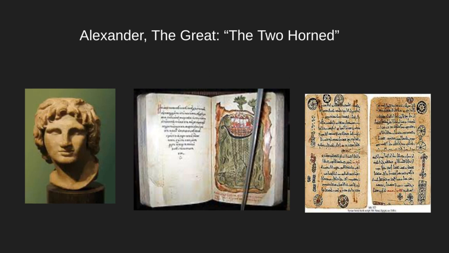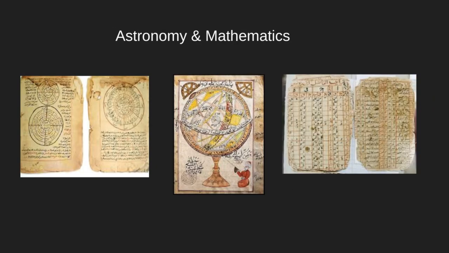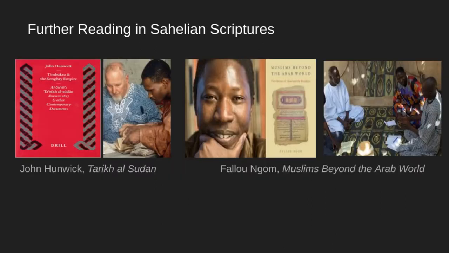There are stories about him and other figures that you'll find in the manuscripts of Timbuktu. There's astronomy, mathematics. You can see there the armillary sphere in the center. The armillary sphere is a way, it comes even straight from Plato's Timaeus. And indeed, the knowledge of Aristotle and Plato can be found in these manuscripts as well.